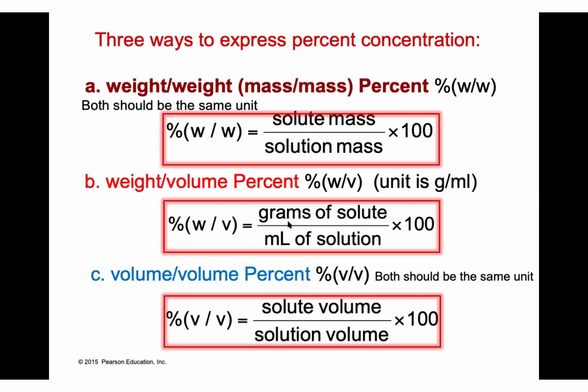If in the question they give you solute mass and solution mass, you use weight over weight. So they give you 2 grams or 2 kilograms, for example, you should use the first one. If they give you 1 mass and 1 volume, you should use this one. If they give you 2 volumes, you should use the third one.